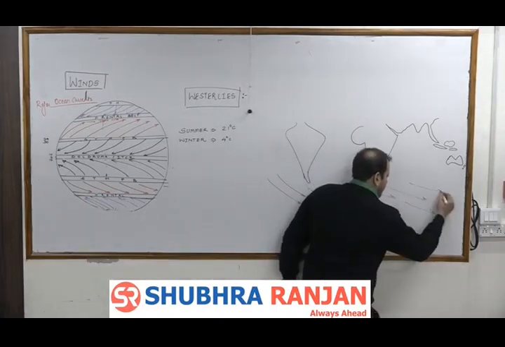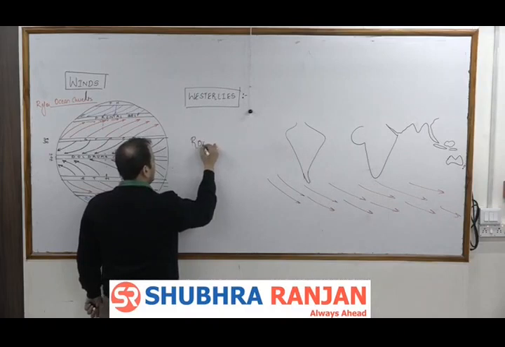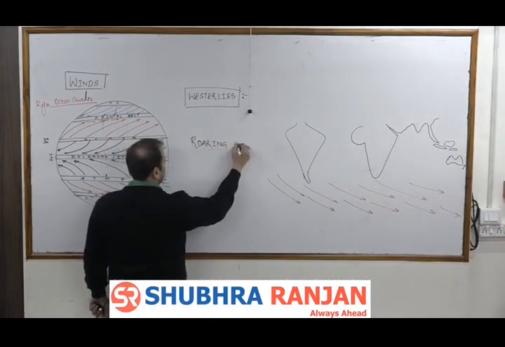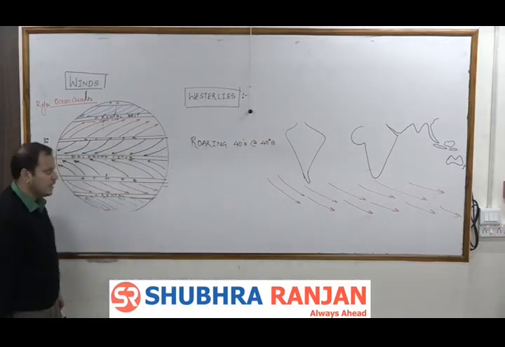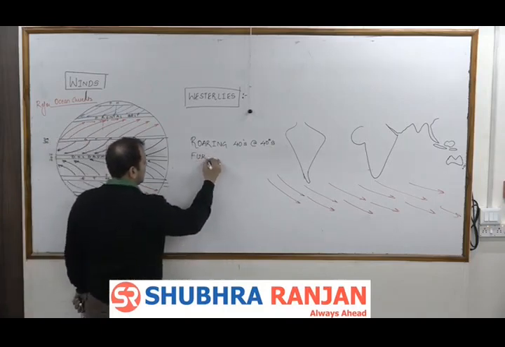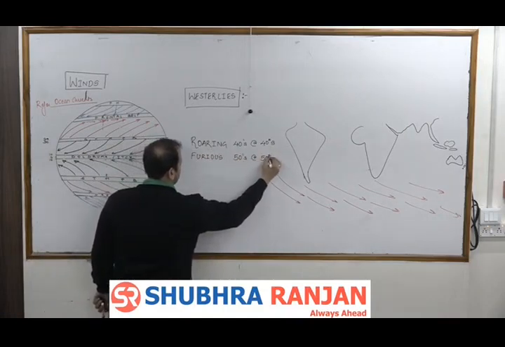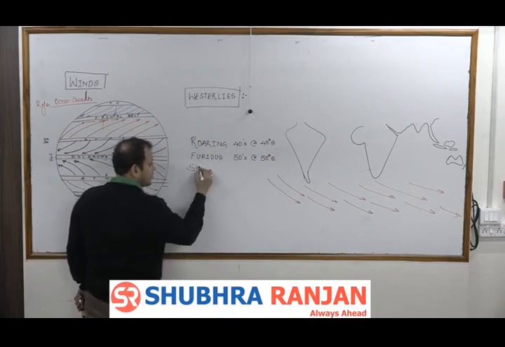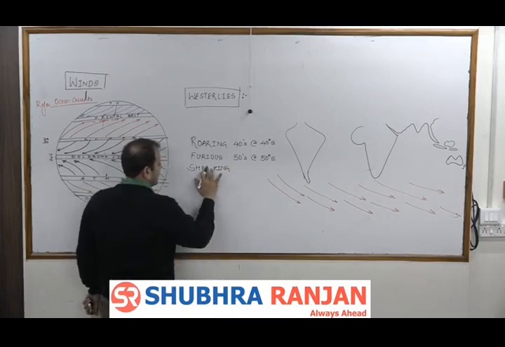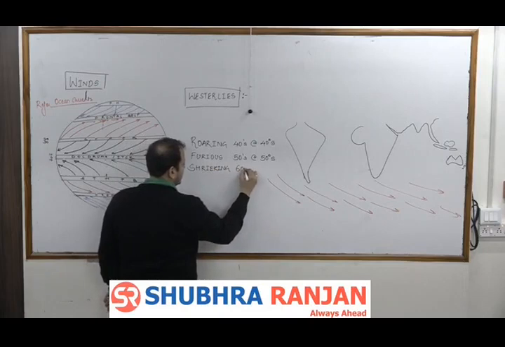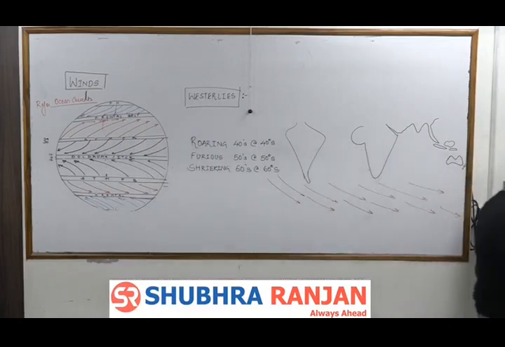And they are known by different names, such as the Roaring 40s at 40 degrees south latitude, not north, only south. Furious 50s at 50 degrees south latitude. And the speed increases again, so Shrieking 60s at 60 degrees south latitude.